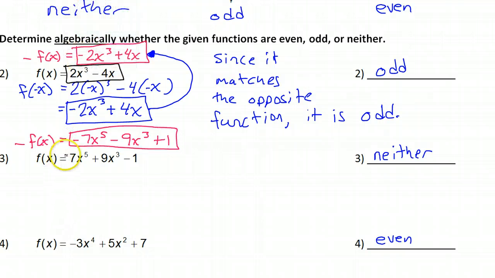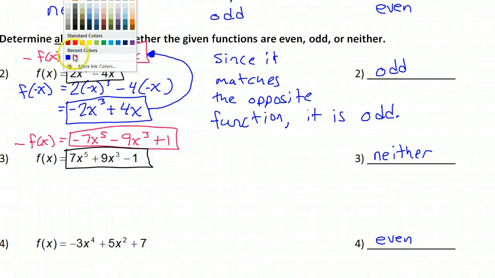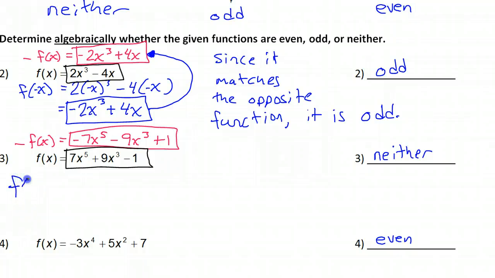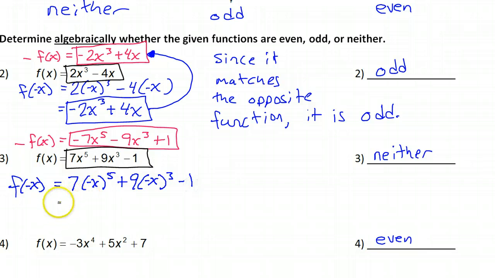Okay, here's our original function. And now let's put in f of negative x. So that'll be 7 times negative x to the fifth power plus 9 times negative x to the third power minus 1. Now let's see what we get. Since it's an odd power, the negative stays. So positive times a negative is a negative. So negative 7x to the fifth power.